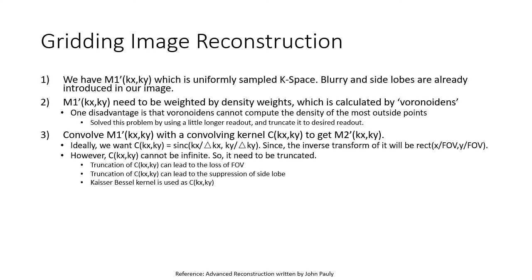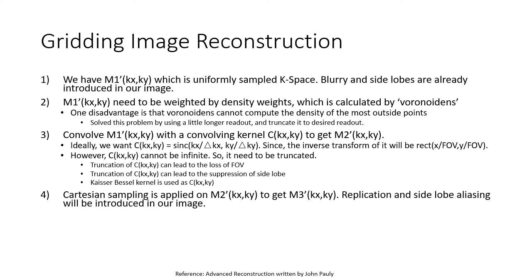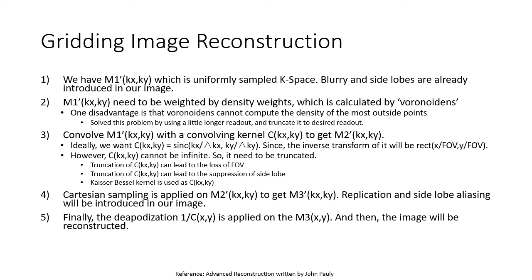Thirdly, I convolve the weighted M1 knot with a KB kernel, then apply Cartesian sampling on it, and finally, de-apodization is applied to recover the image amplitude.